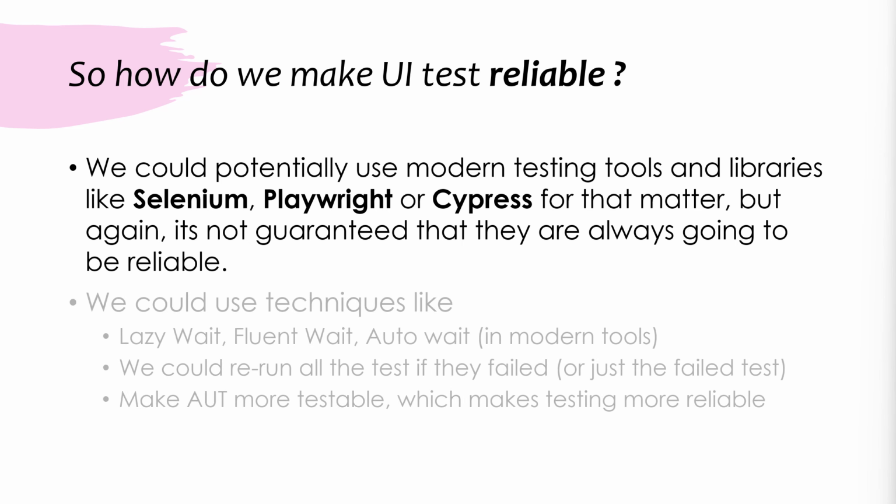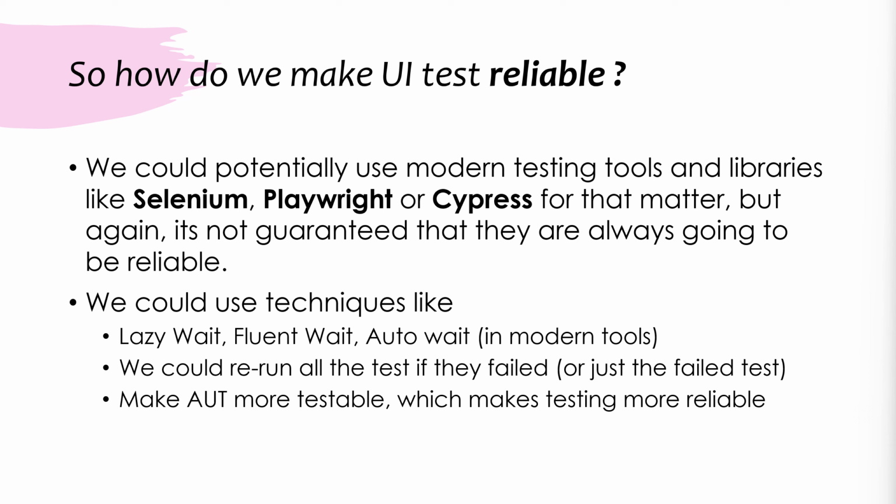But we could use some techniques like lazy wait, fluent wait, or automatic wait, which are available in many of the modern tools like Playwright or Cypress, which do it for you. You don't really have to put in some explicit wait or implicit wait for that matter. It does those for you. By having all these things, you could probably make your tests reliable. And we could rerun all the tests if they are failing, which is another way that you could do it. It is available in some tools like Playwright.